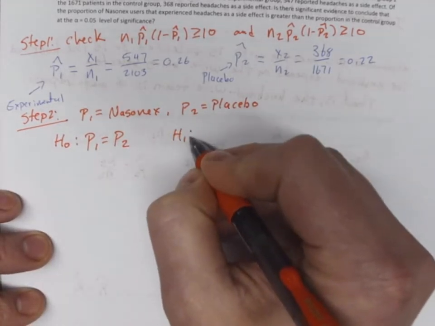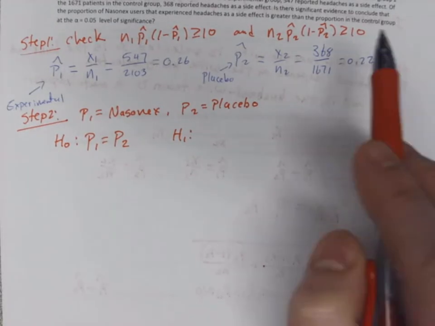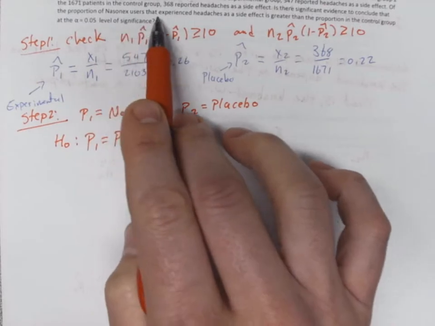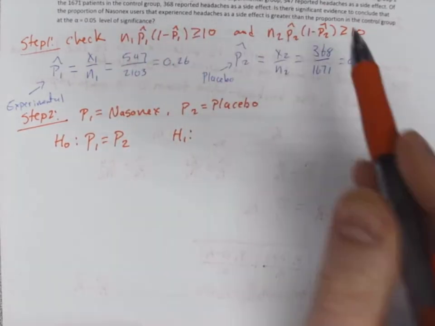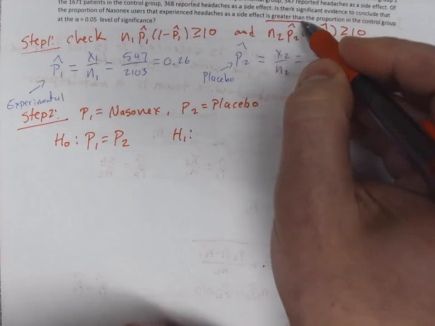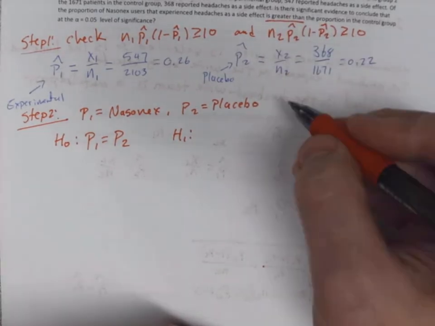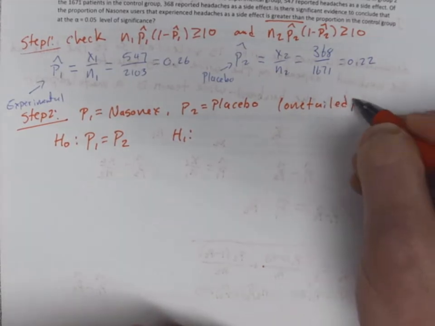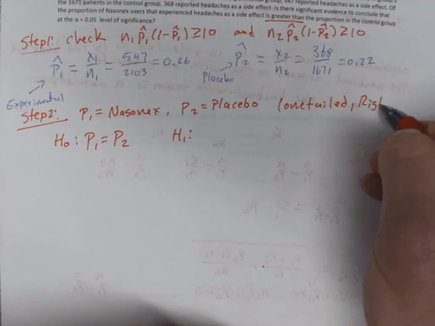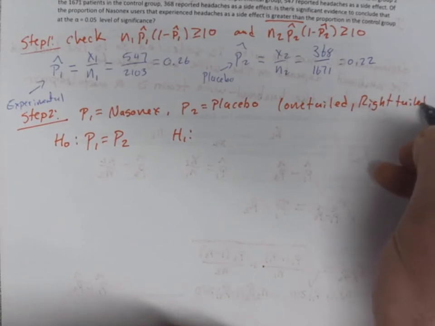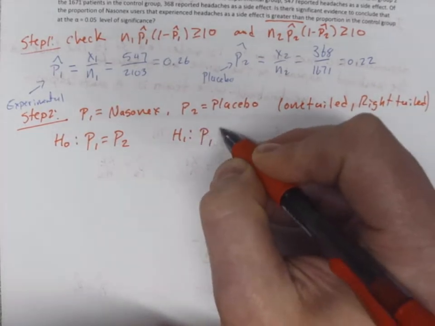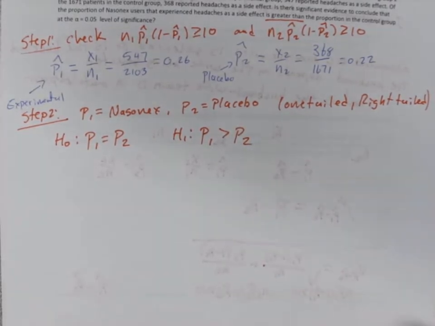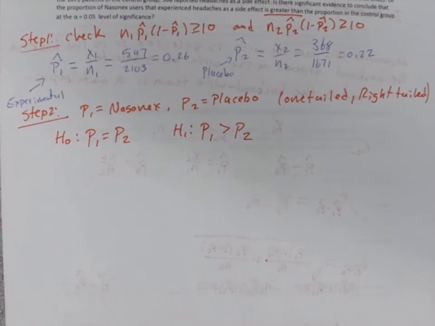H1, the alternative hypothesis, and let's see. Is there significant evidence to conclude the proportion of Nasonex users that experience headaches as a side effect is greater than the proportion in the control group? Greater than is the key there. That means it's one-tailed. In this case, it's right-tailed. So we want to know P1 greater than P2. Okay, so that sets up our null and our alternative.